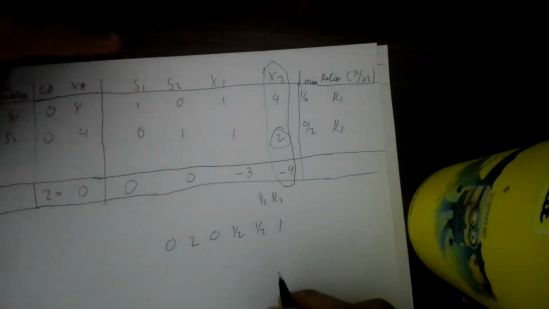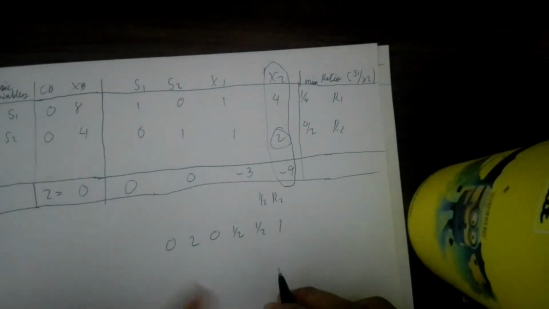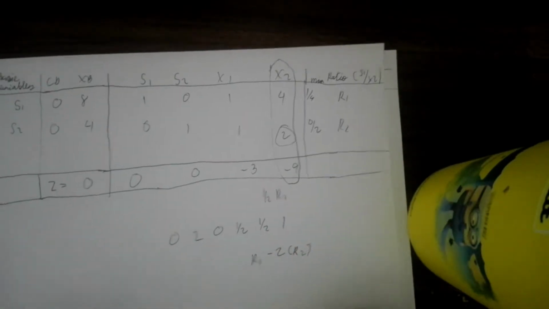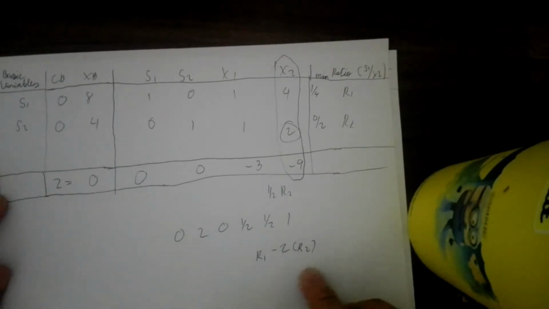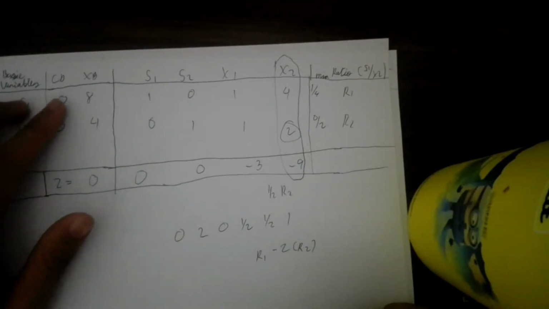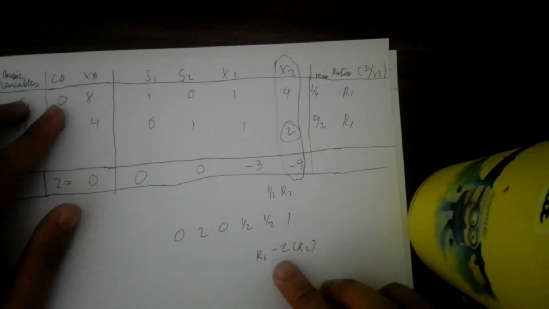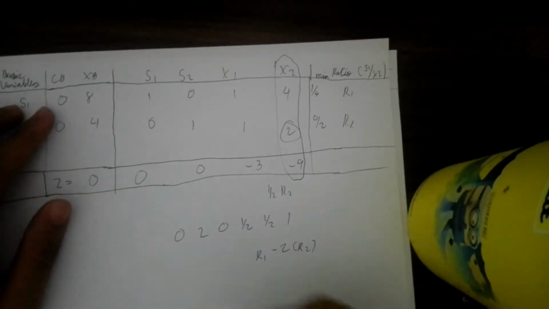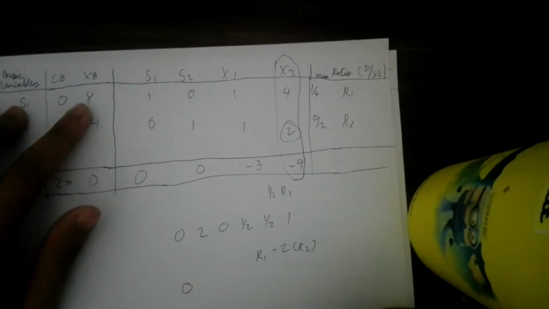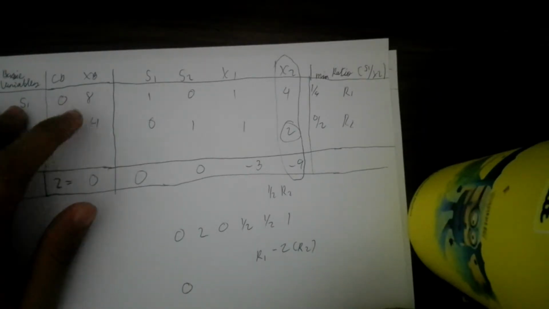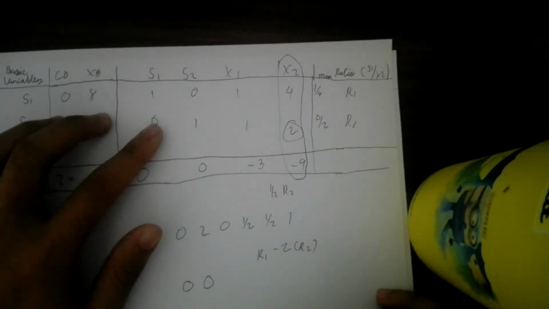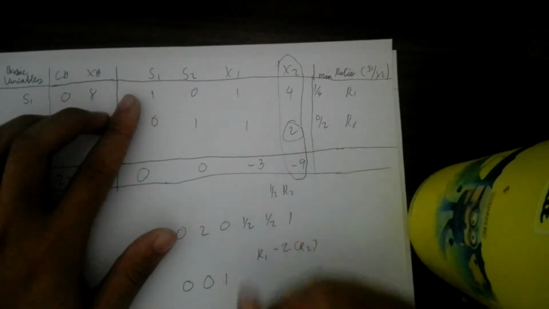Next, we're going to find our new row 1 with this formula: R1 minus 2 times R2. As you can see, this will make our row 1 into a new column. R1 is 0. First, we multiply 2 times 0, which is our R2. So 0 times 2 is 0, minus 0 is still 0. Then 8 minus 2 times 4. 4 times 2 is equivalent to 8. 8 minus 8 equals 0. 0 times 2 is 0.